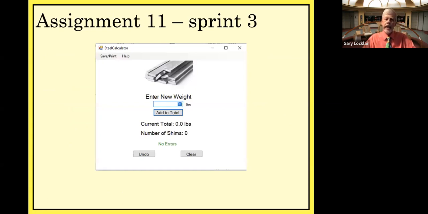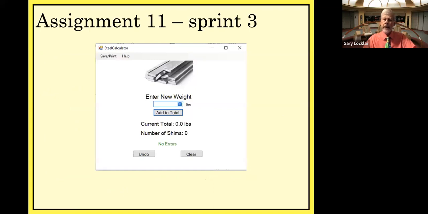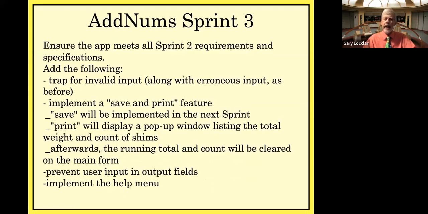Take a look online now at assignment 11, the next incarnation. You do not need to have an image on your form. The next incarnation of your add numbers app. So here again was what you just did in assignment 7, and now I want you to take that and add to it. So what are you going to find in sprint 3? Well, first of all, make sure it does everything required and spec'd in sprint 2. So if yours wasn't perfect, then make it perfect.